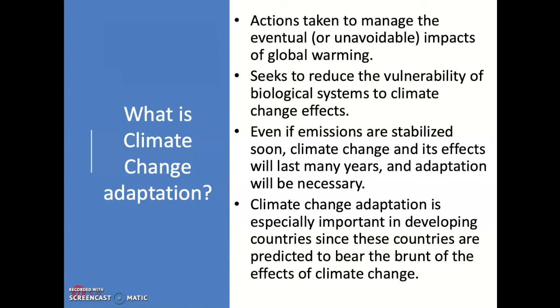Even if emissions are stabilized soon, climate change and its effects will last many years and adaptation will be necessary. So this has never really been an either or, mitigation or adaptation, but the more mitigation that you do, the easier the adaptation will be. Climate change adaptation is especially important in developing countries since these countries are predicted to bear the brunt of the effects of climate change.